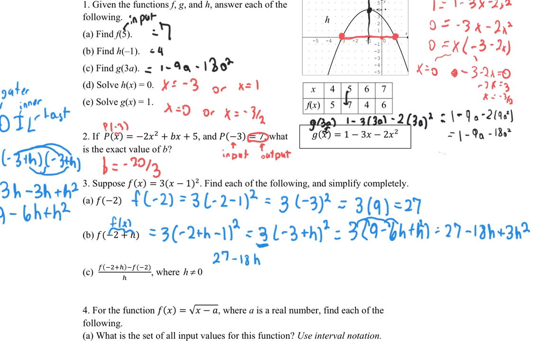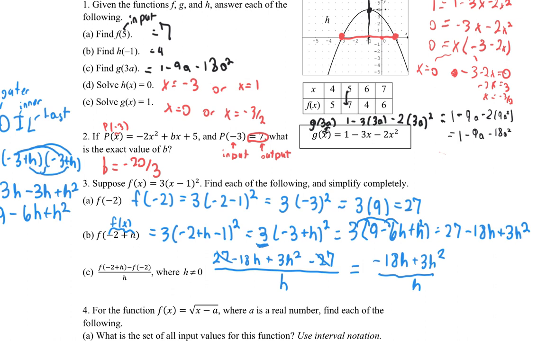Sorry, I was just looking back and trying to make sure I wrote everything down correctly. Minus f of negative 2, which is 27, all over h. Well, the first thing I can do is combine my like terms. 27 minus 27, those cancel. So we get minus 18h plus 3h squared over h.